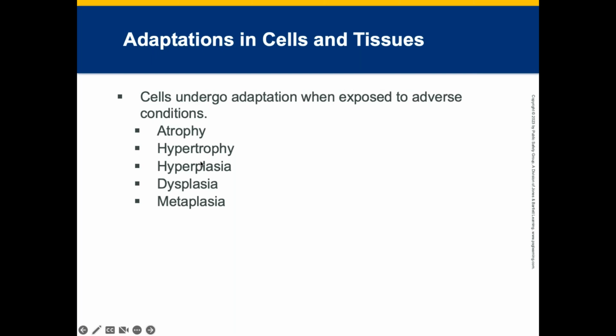So with adaptation in the cells and tissues, when exposed to an adverse condition, cells undergo a process of adaptation. We have atrophy, hypertrophy, hyperplasia, dysplasia, metaplasia. We'll go over those a little more in detail. Atrophy is a decrease in cell size due to the loss of a subcellular component. Hypertrophy is the increase in the size of a cell due to synthesis of more subcellular components.